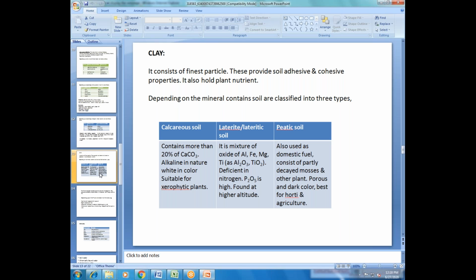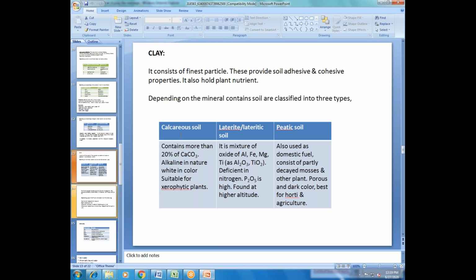So, coming to the clay, it consists of the finest particles. This provides the soil adhesive and cohesive properties. It also holds the plant nutrients. Depending on the mineral content in the soil, it is classified into calcareous, laterite, and peat soil.